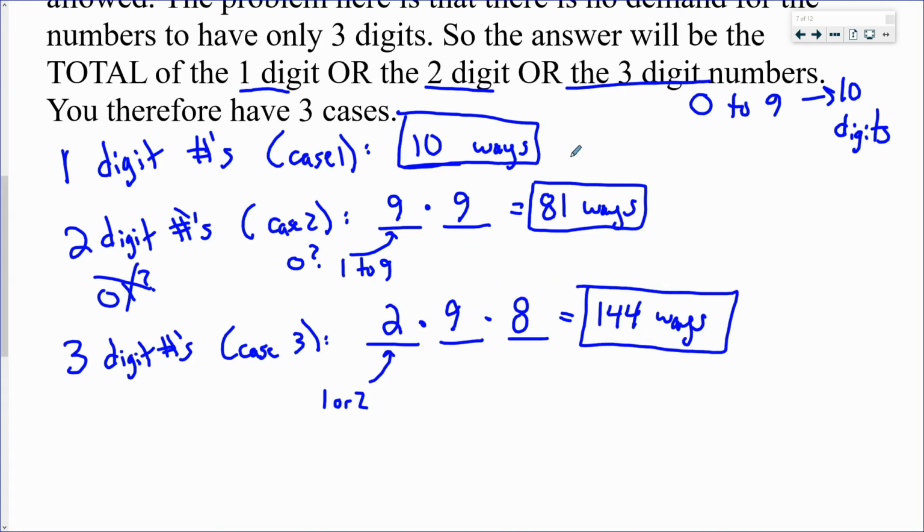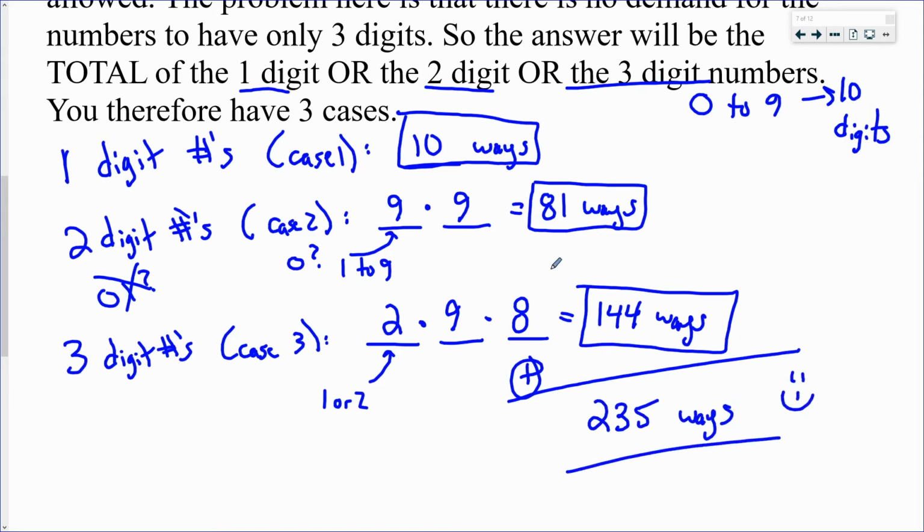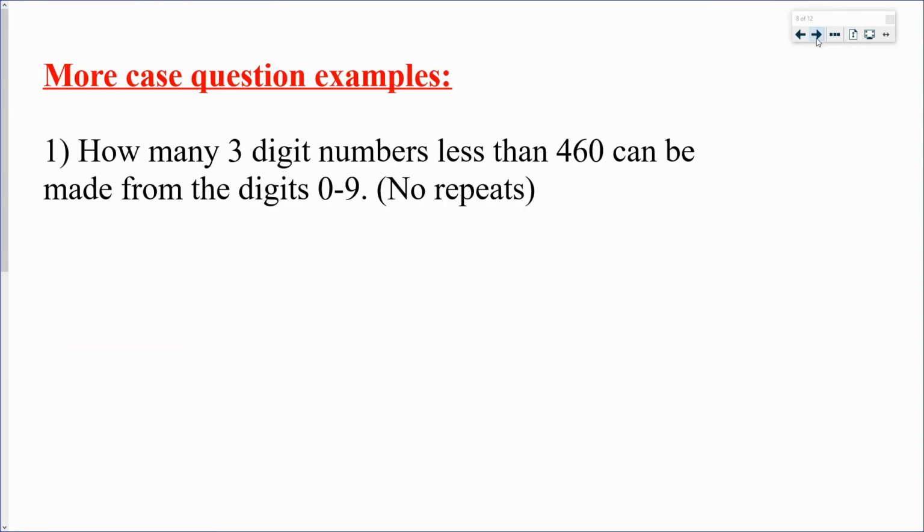Anyways, the addition principle of the fundamental counting principle says you can add these all up to get your answer. So just add them up: 10 plus 81 plus 144. There's 235 ways to do the thing they asked us. So it's about as hard as they get, I believe, on the exam.